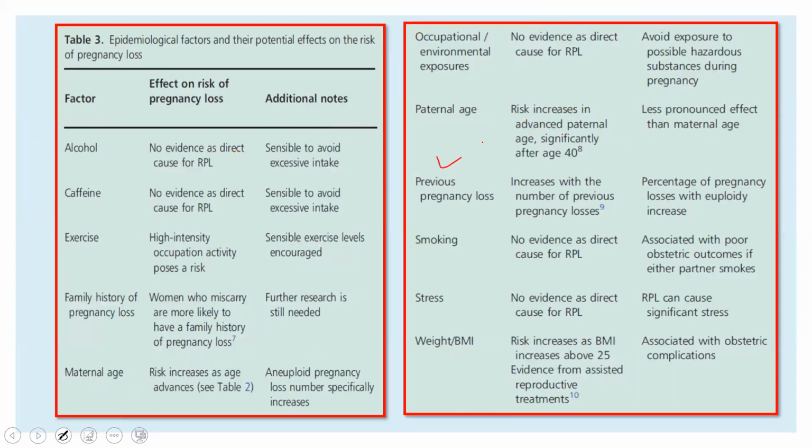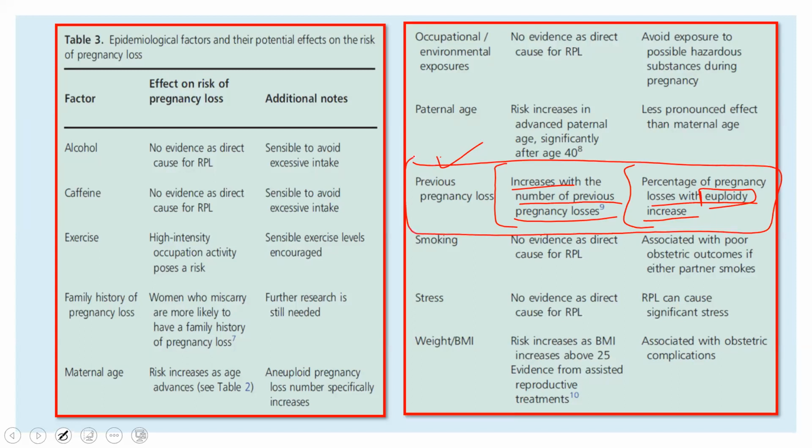All right. Then previous pregnancy loss. Of course, we are talking about recurrent pregnancy loss. So the risk will increase with the number of previous pregnancy losses. The additional note is that the percentage of pregnancy losses with euploidy increases. Means with previous pregnancy losses, the percentage of pregnancy losses with euploidy, meaning the normal karyotype, is going to increase as well. All right. So this is a very important factor to note down.